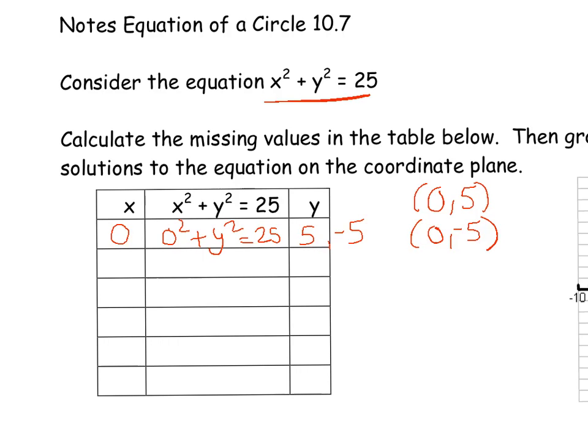Let's pick another value. Let's pick 5. So now I have 5 squared plus y squared equals 25, which means that y has to equal 0. So I think you're getting the point.